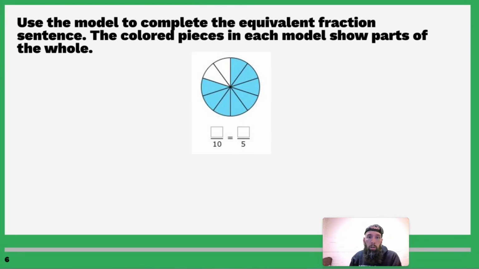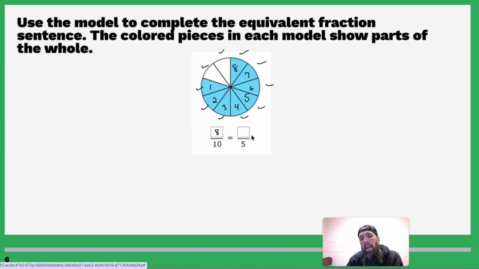Now, we're going to use this model to complete the equivalent fraction. Oh no, there's no 2 pictures. That's all right. We'll be fine. Let's say that we have 10 slices, so 1, 2, 3, 4, 5, 6, 7, 8, 9, 10, and we're coloring in 1, 2, 3, 4, 5, 6, 7, 8. 8 out of 10. Now, I want to make this out of 5.